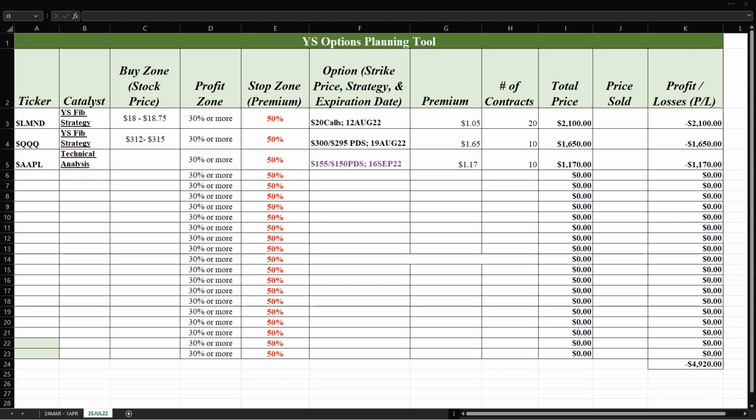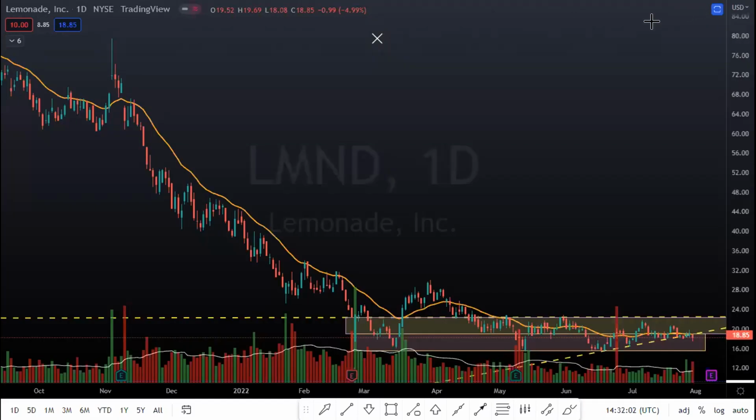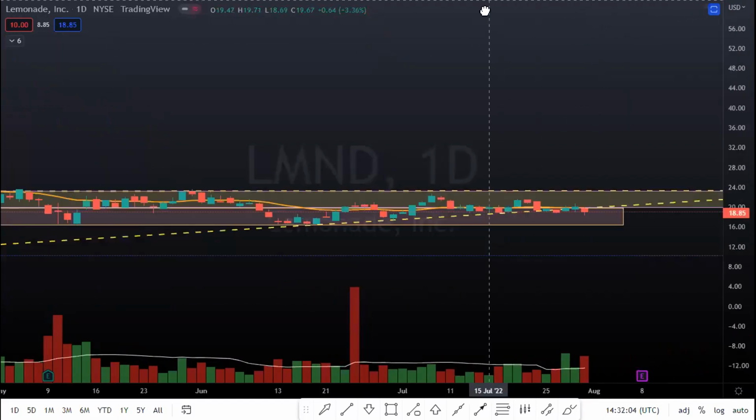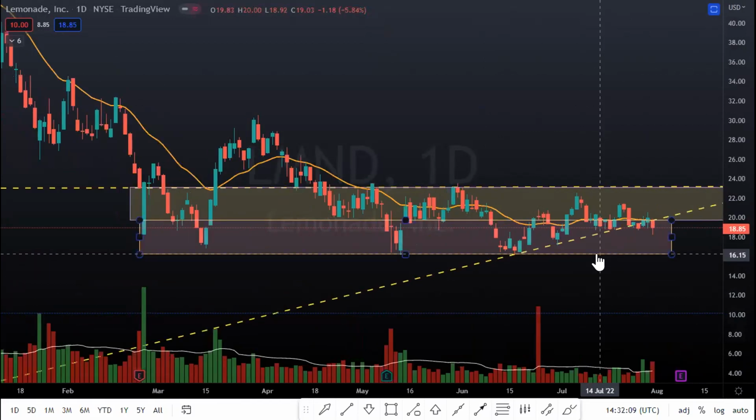So let's go to Lemonade. Bam, this is Lemonade here. What you're going to see here is the daily chart, right? A lot of stuff going on.